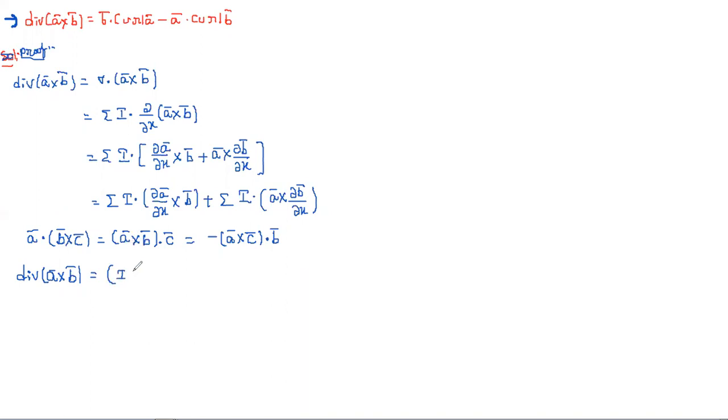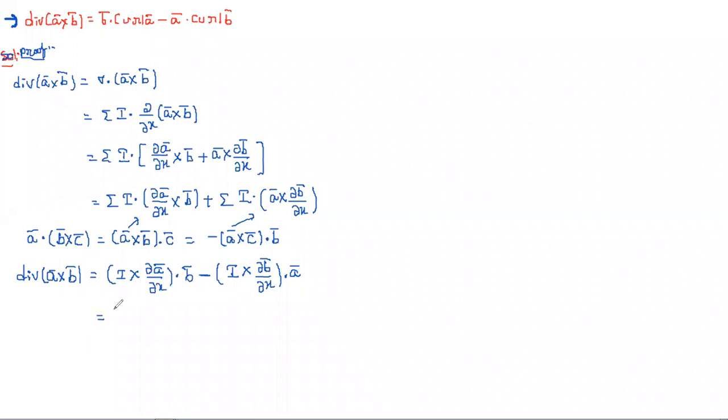A bar is nothing but i, and B is nothing but dou A bar by dou x, dot C bar, which is nothing but B bar. And next for this I'm going to apply minus A bar cross C bar. So A is nothing but i, and C is nothing but dou B bar by dou x, dot A bar. So B is nothing but A. Simply I applied this one for this formula and this one for this one. Okay, so this is equal.